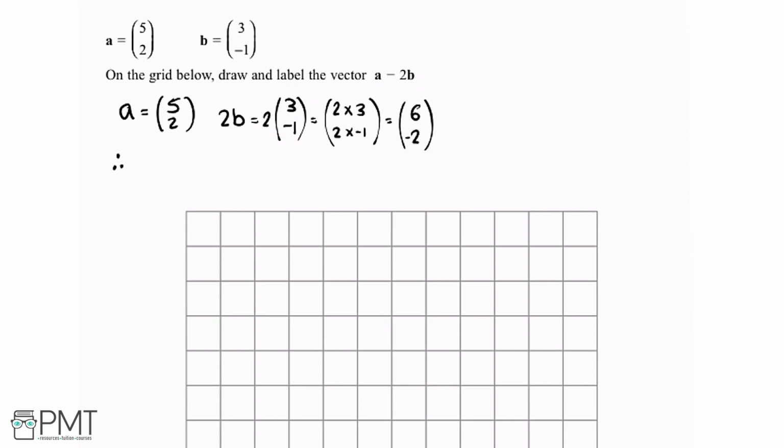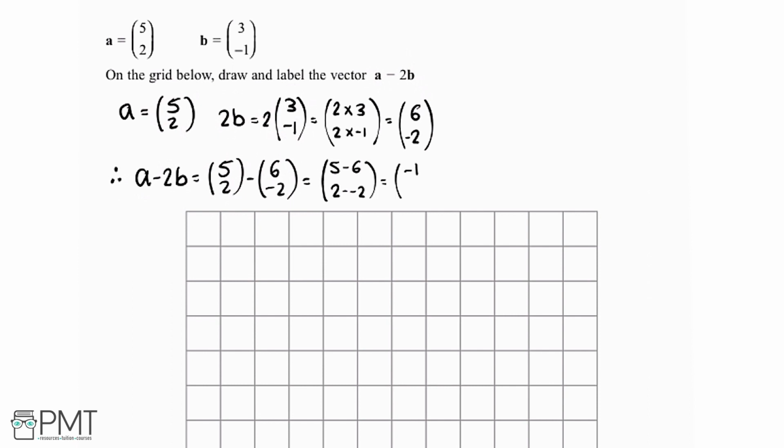Therefore, we know that A minus 2B equals A, which is 5, 2, minus 2B, which is 6, minus 2. And that equals, and we basically subtract matching elements, so the top and the top one and the bottom and the bottom one. So we've got our final vector being 5 minus 6 and 2 minus minus 2, giving us minus 1. And if we minus a minus, that turns into plus. So 2 plus 2, which is 4. And one thing I've noticed is I should have underlined these to show that they're vectors. So I've gone and done that now.